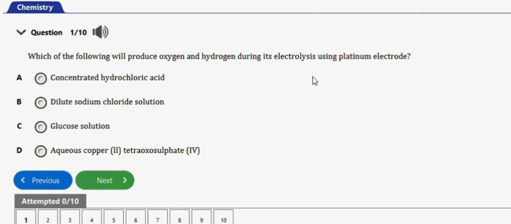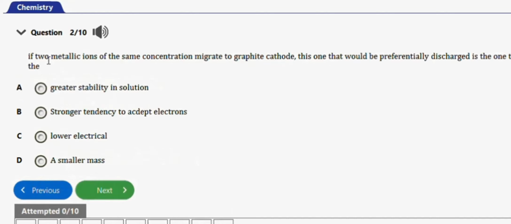its electrolysis using platinum electrode? We have concentrated hydrochloric acid, dilute sodium chloride solution, glucose solution, aqueous copper 2 tetraoxosulfate 4. So the right option is option B, which is dilute sodium chloride solution. Very important, guys. Next question will be this one.